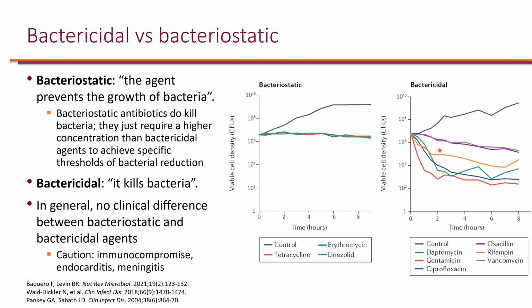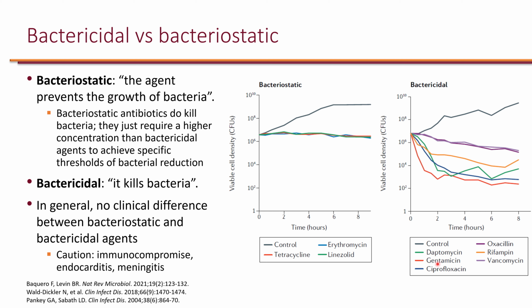Now on the right-hand side, the same thing is done with bactericidal agents. So you can see again the control line. So if you leave it alone, the colony-forming units will increase over time. Now these are bactericidal, which means that they will actually drop the number of colonies. So it's not just a flat line. They actually decrease the number of colony forming units over time, and some of them more rapidly than others.